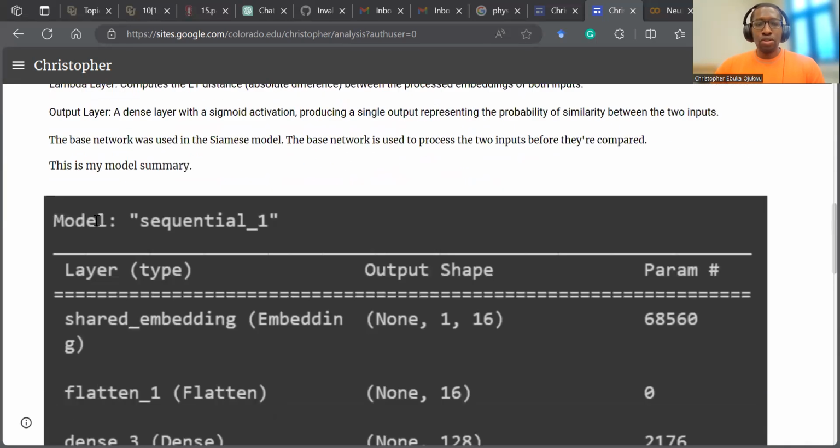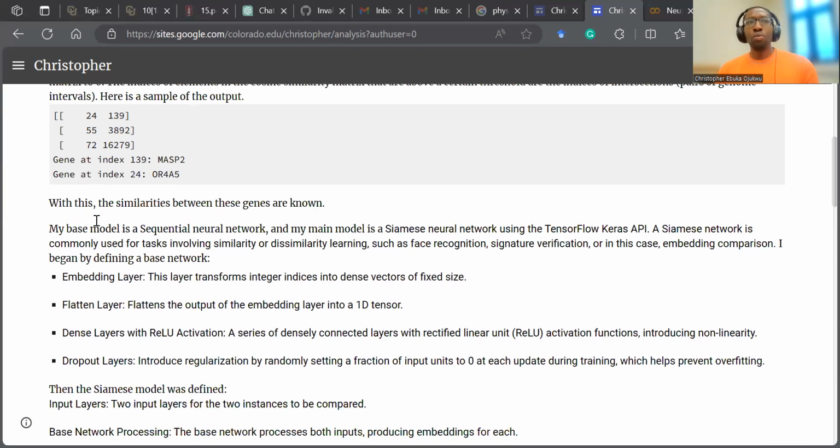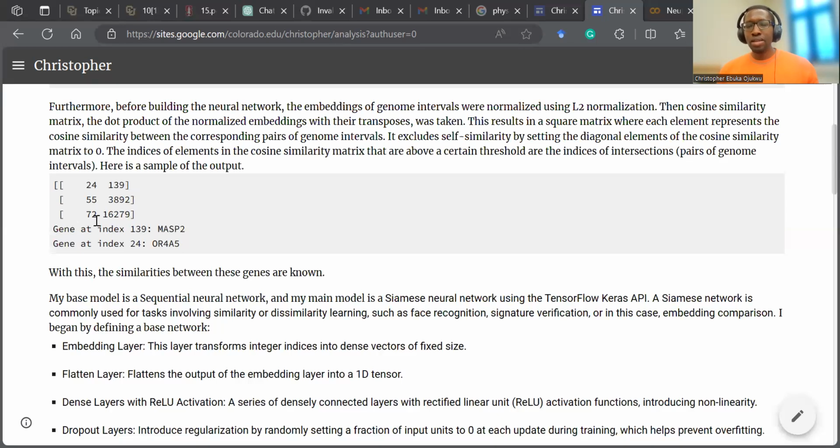So I use two models. One of them is a base model, which is just a sequential neural network. And another one is a Siamese model. In my base model, I included the embedding, so I wanted it to capture and retain the information that I'm trying to embed. And then I use the Siamese model, which for every two entities or genes that it encounters, determines if they are related or not, how similar they are or not.